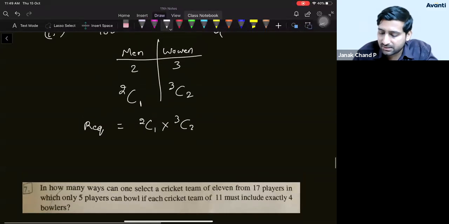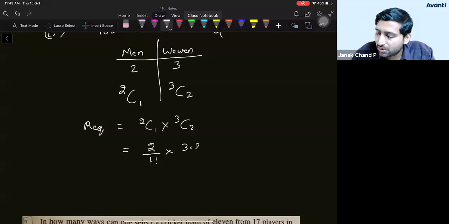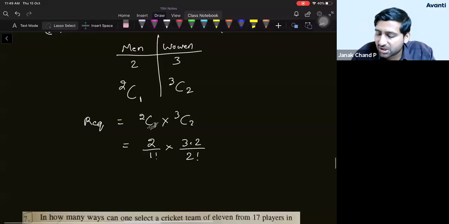So that is equal to, 2C1 is nothing but 2 divided by 1 factorial, and 3C2 is nothing but 3 factorial, sorry, 3 into 2 divided by 2 factorial. Or you should remember this value. So 2C1 is nothing but the multiplication of 1 number divided by 1 factorial. 3C2 is the multiplication of 2 numbers divided by 2. So this 2 will get cancelled out. The answer is just 2 into 3. So if I just do 2 into 3, the answer is going to be 6 ways.